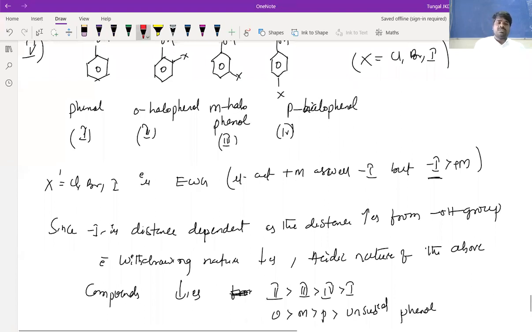So this is unsubstituted, no group electron withdrawing or donating. This is minus I, this is minus I, this is minus I. So most withdrawing, less withdrawing. Are you following it? Hope you guys are following it.